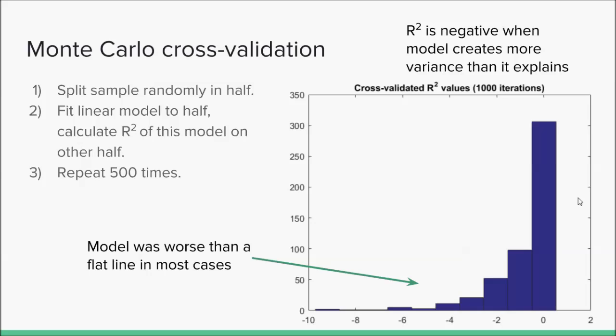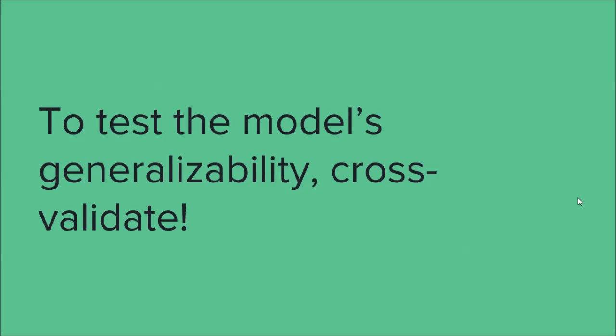So yes, the results of this cross-validation are showing me that although sometimes the model describes the data okay, other times the model is completely wrong. So this would lead me to suspect that fitting a linear model in this way isn't quite the best way to describe the data. So just as a summary here, to test a model's generalizability, you want to cross-validate.